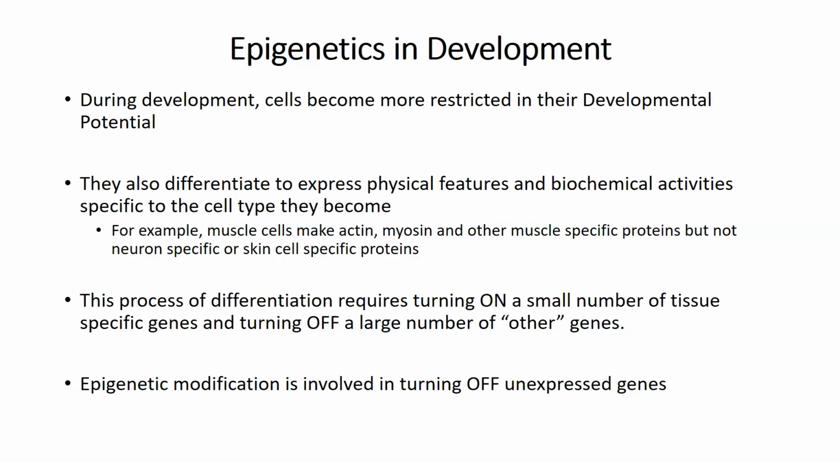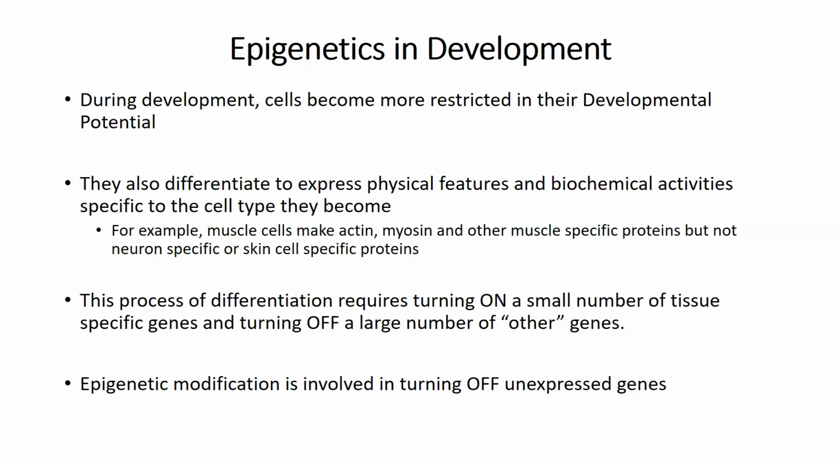Okay. As the embryo develops, cells become more narrow, I guess I should say, in terms of the number of different cell types they can produce. So there's this progression. They become more restricted in their developmental potential. And also, as they develop, they become more specialized in terms of the types of proteins and the types of activities they're able to carry out.